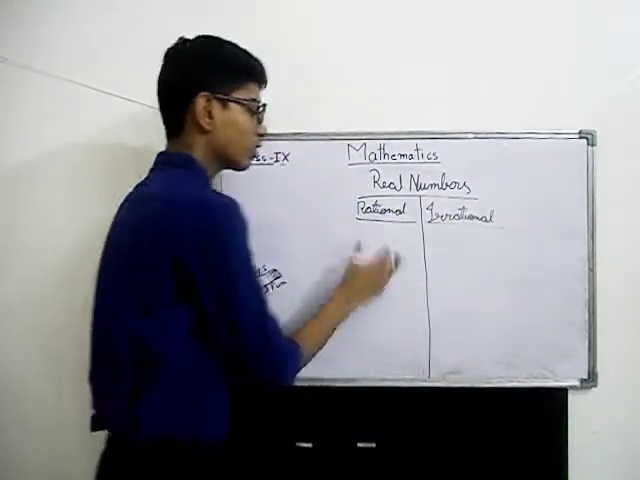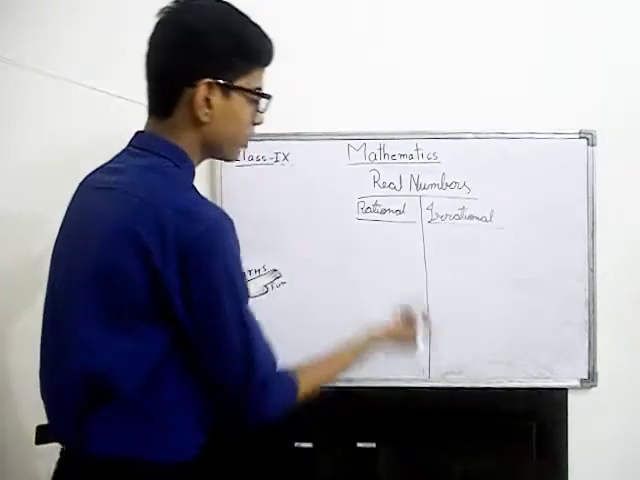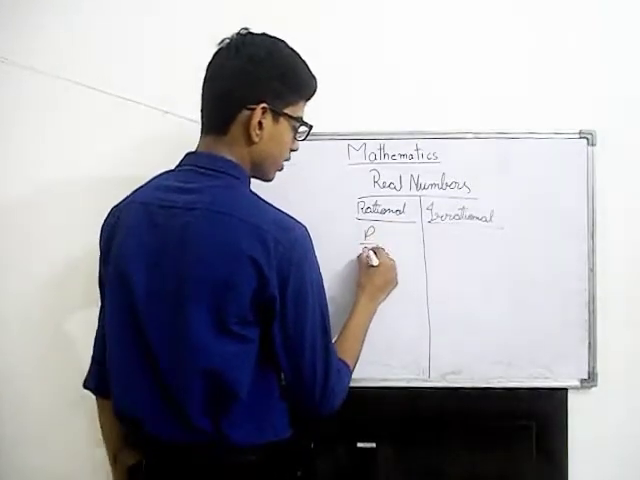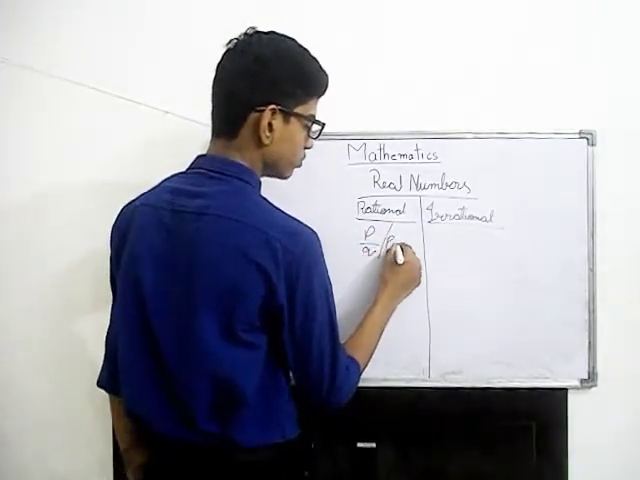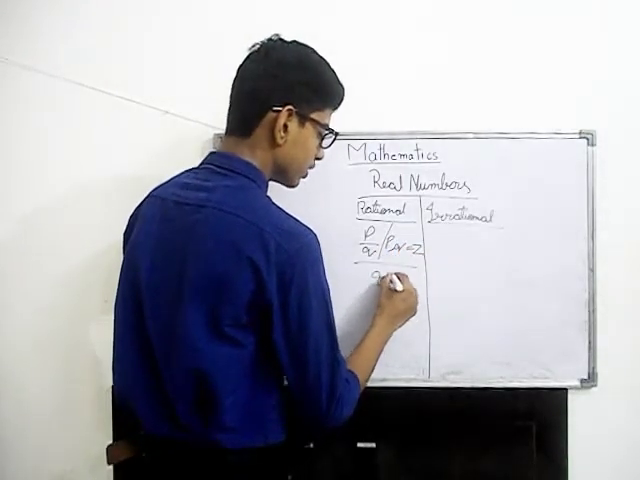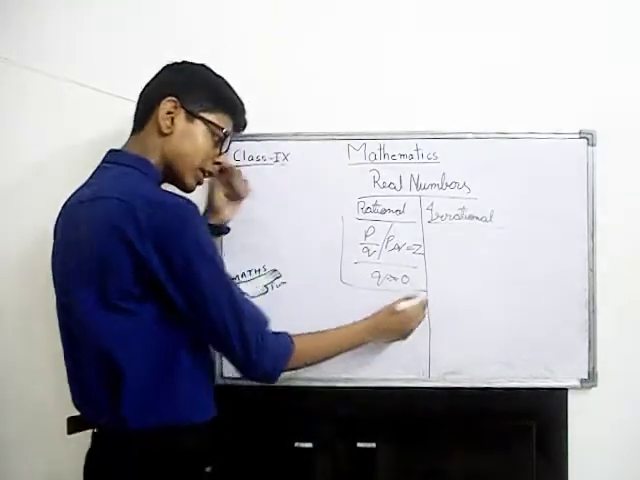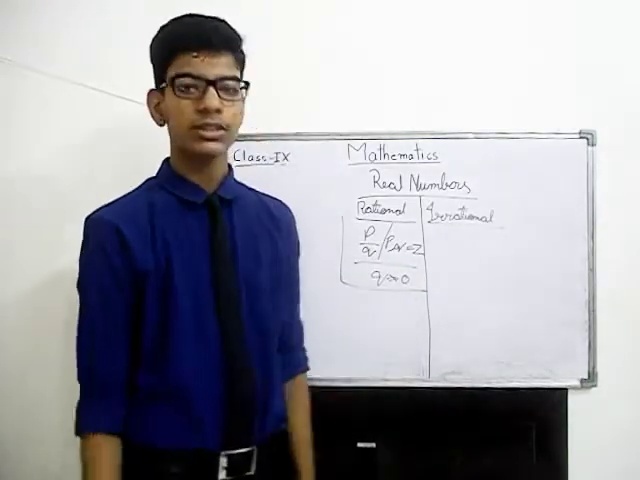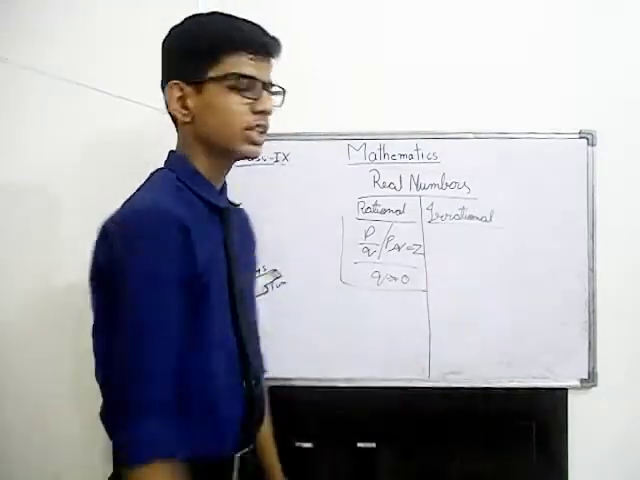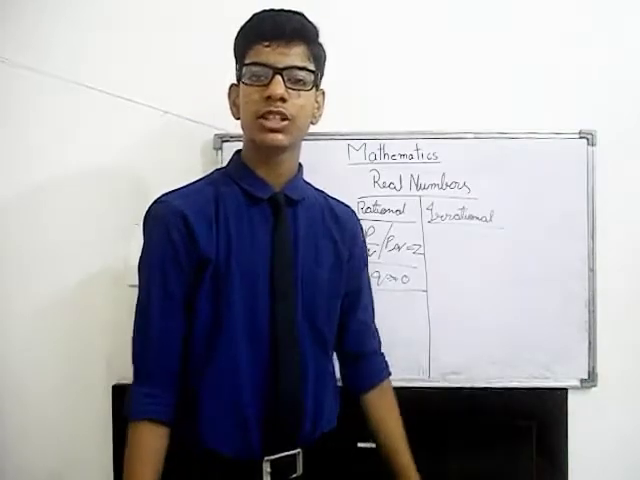So what are the rational numbers? The numbers which can be expressed in the form of P upon Q, where P and Q must be integers and Q must not be equal to 0, right? So if the conditions are fulfilled, the number is rational. And in an irrational number, if the conditions are not fulfilled, it's an irrational number.